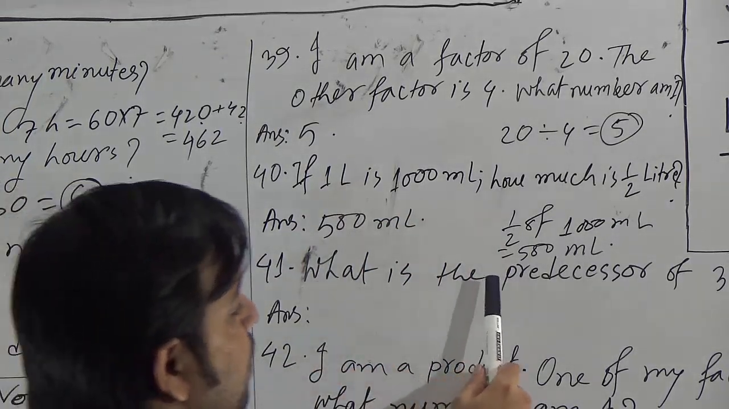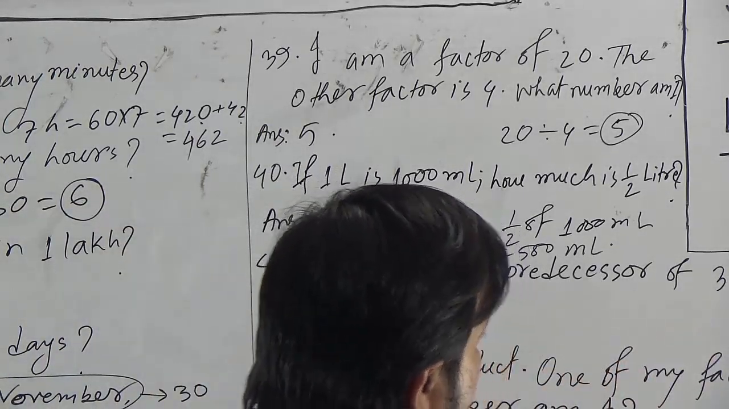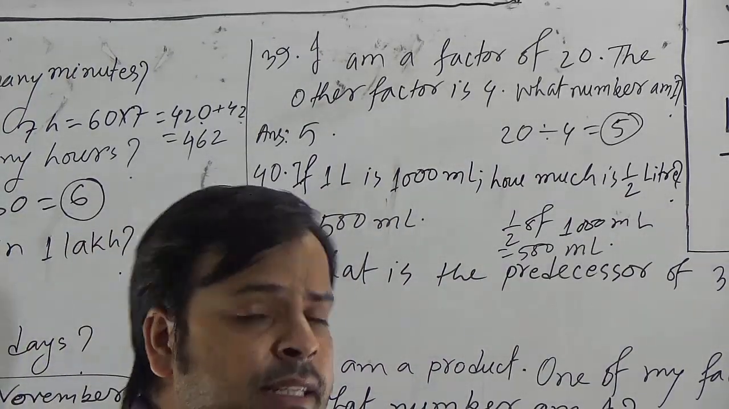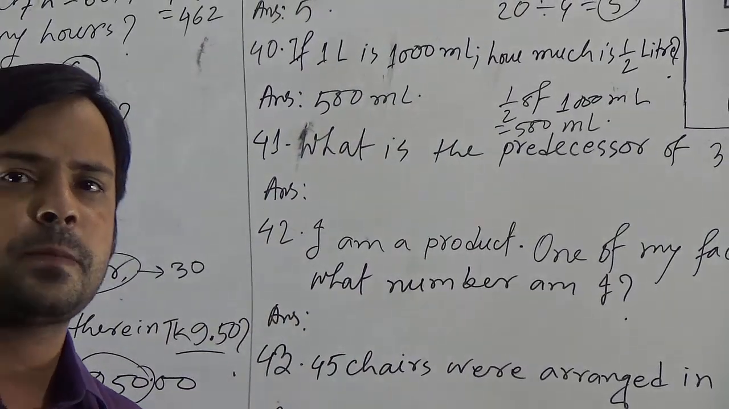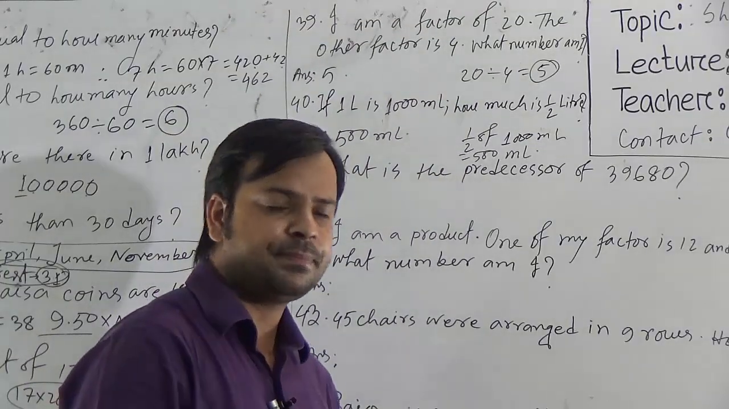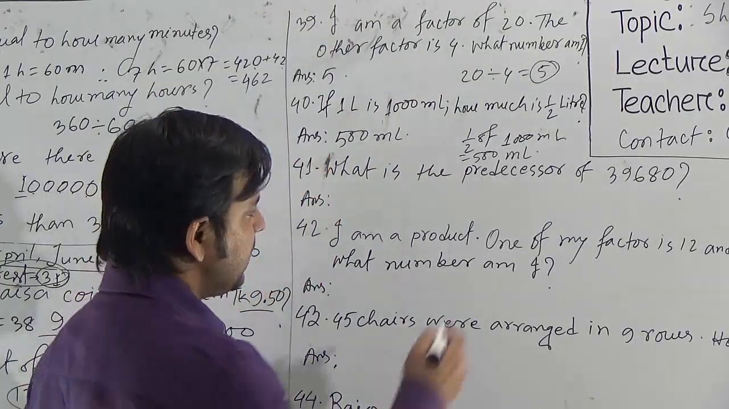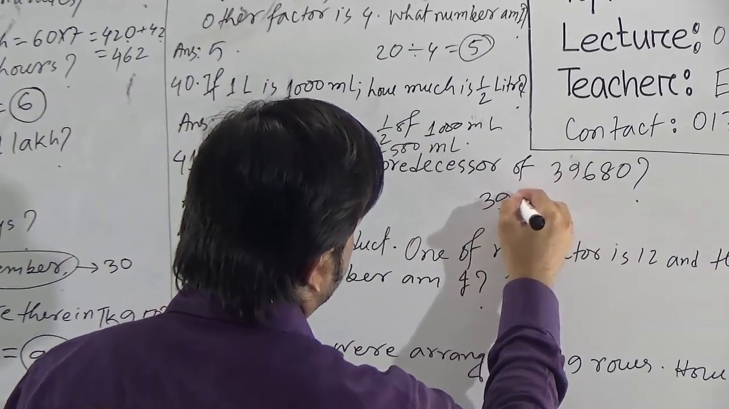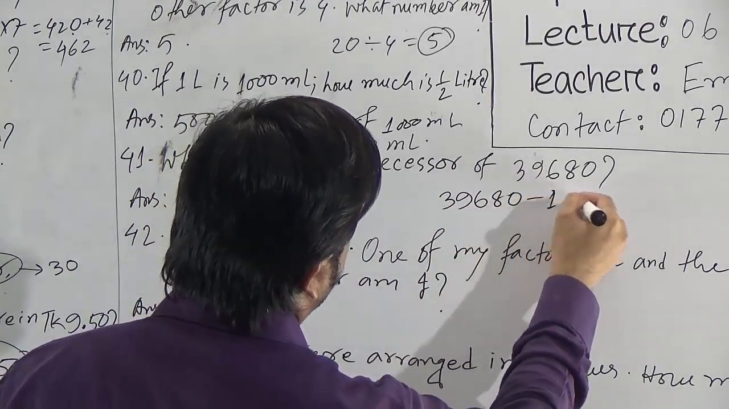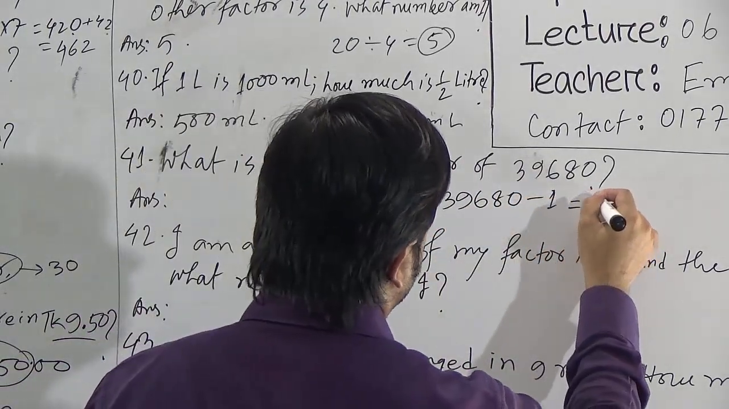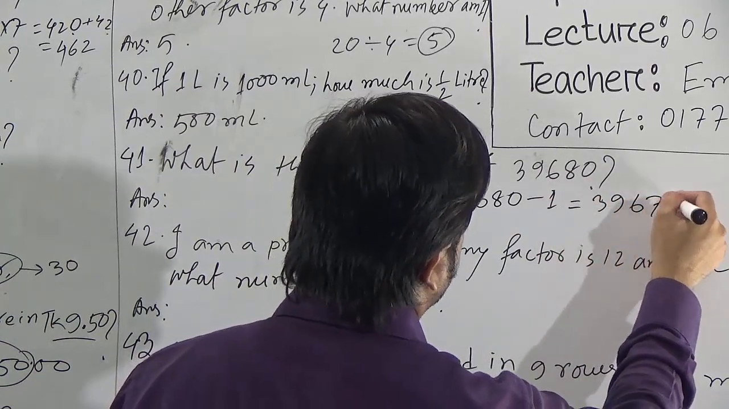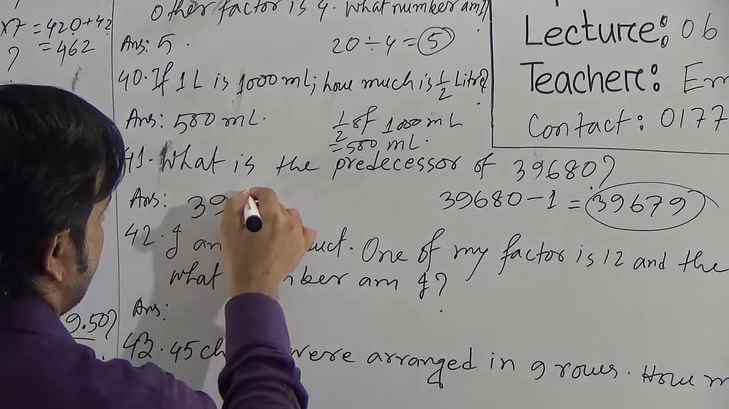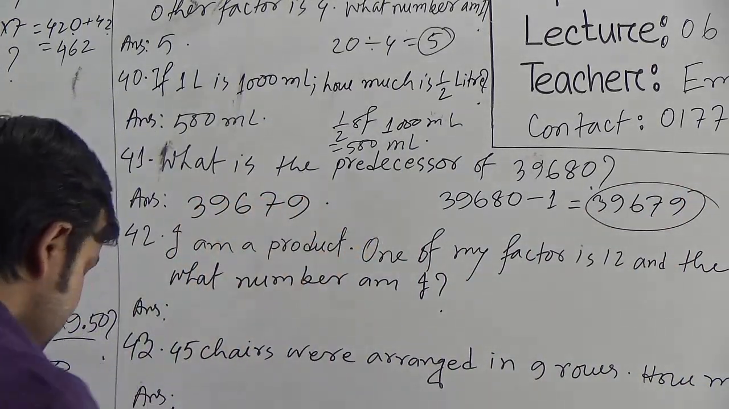What is the predecessor of 39,680? Dear students, you know predecessor means the number just before it. It means the number less by 1. So if we subtract 1 from 39680, we will get the required answer. This will be 39679 if we subtract 1. So our required answer for this question is 39679.